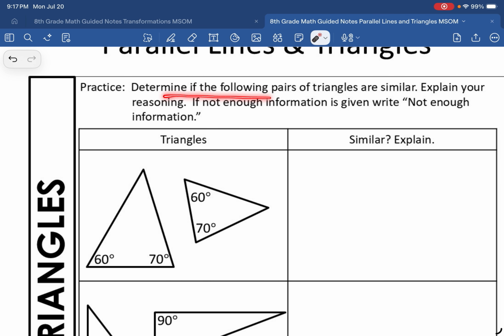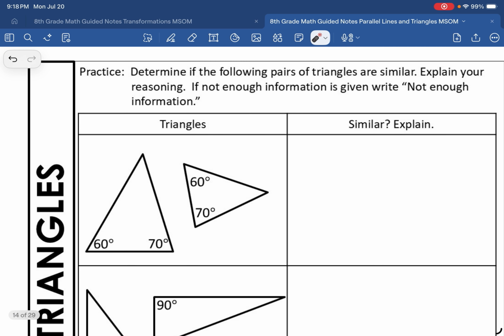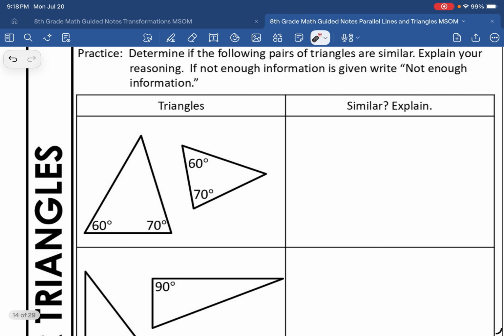Practice. Determine if the following pairs of triangles are similar. Explain your reasoning. If not enough information is given, write not enough information. So on this first one, we are given that two angles are congruent. This is enough information to tell us that the triangles are similar. We will know automatically that the third angles are also congruent because they will all equal 180 degrees.